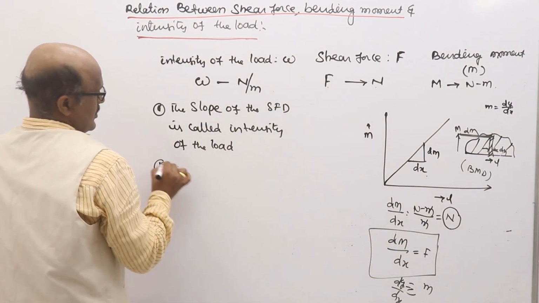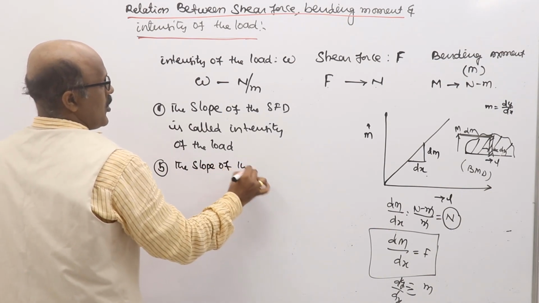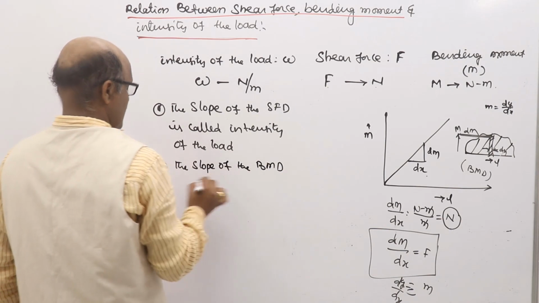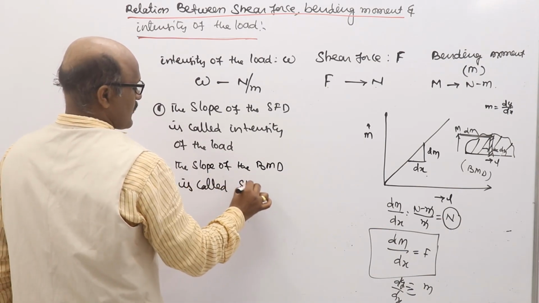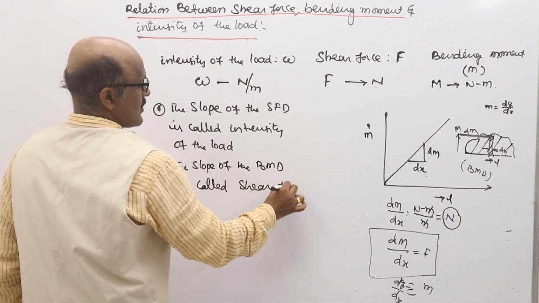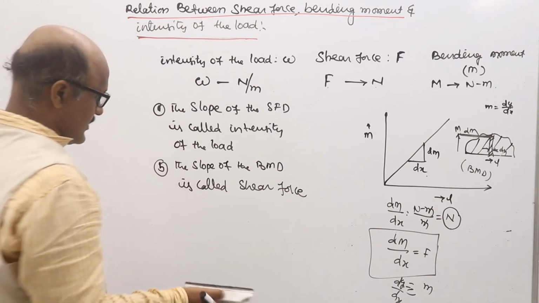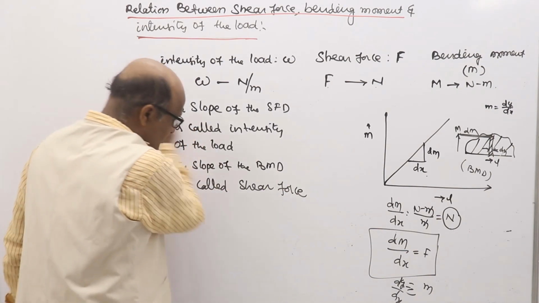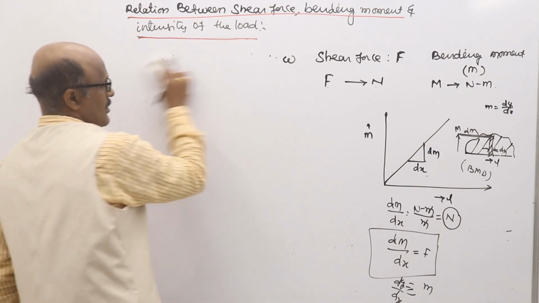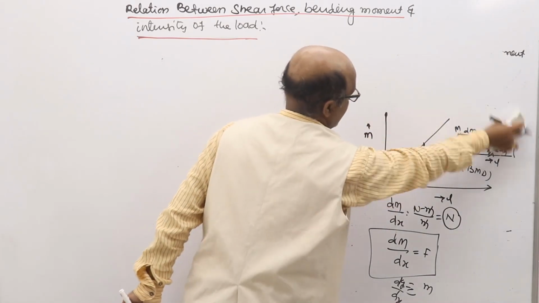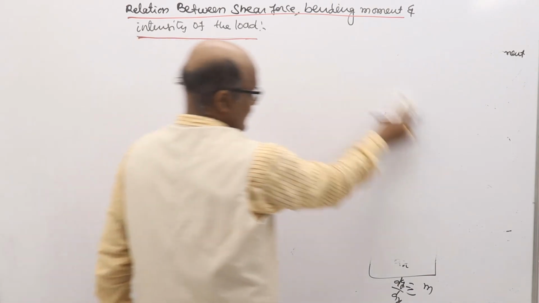What is the second point? The slope of the bending moment diagram is called shear force. This is a second point, my dear students. Now you must remember these 2 points. Now I am entering the next point. It is very important. There are 4 points here, so you must remember all these 4 points.